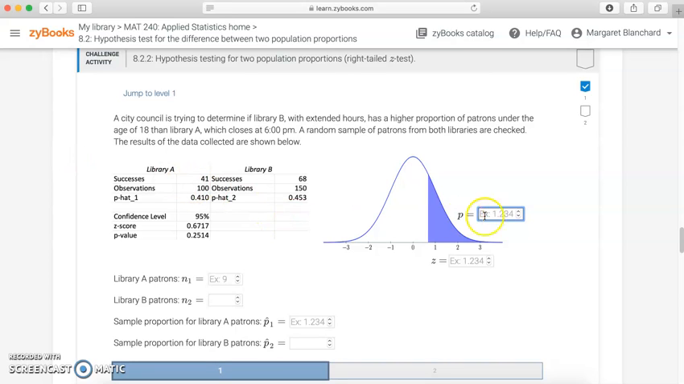So our P value should be 0.2514. Our Z score is 0.6717. For library patrons, N1, we have 100 in that sample. For N2, the number of observations sampled for library B is 150. P hat 1 right here is 0.410, and P hat 2 is 0.453 right here.